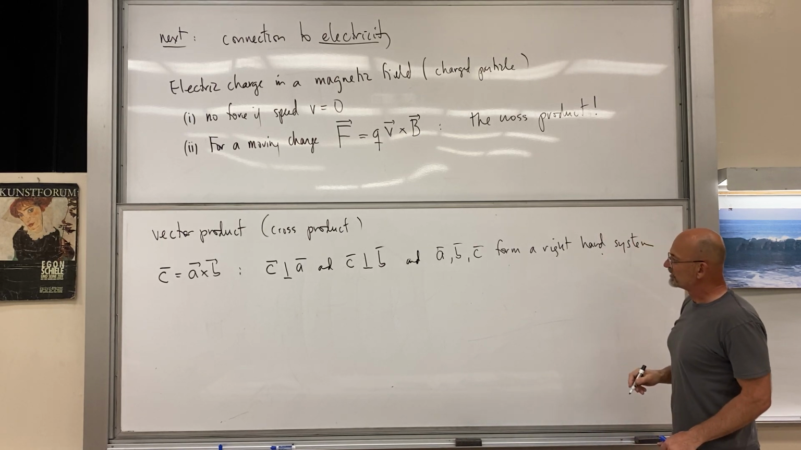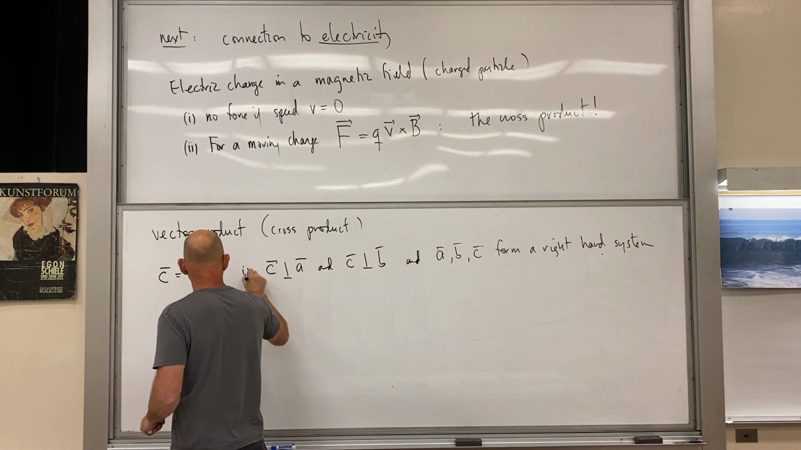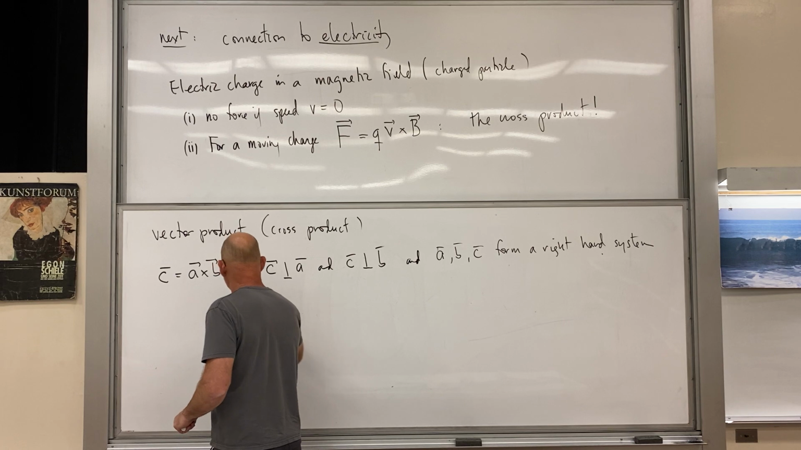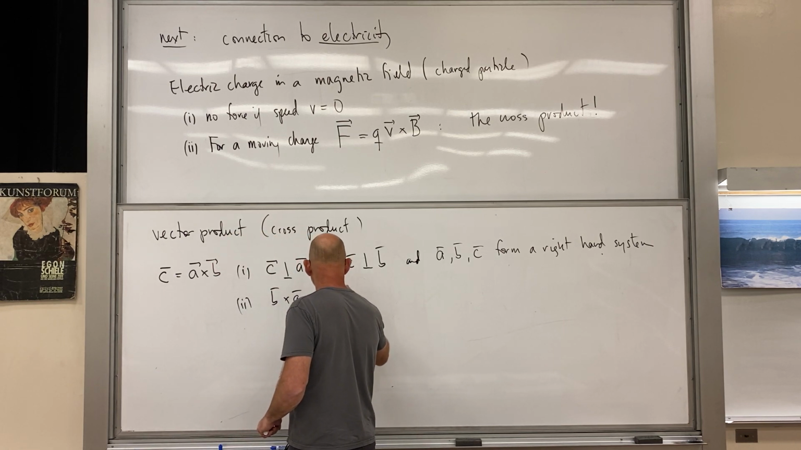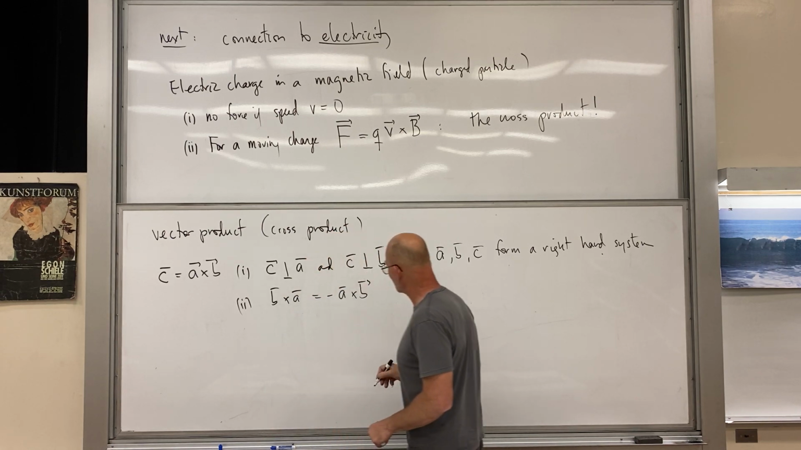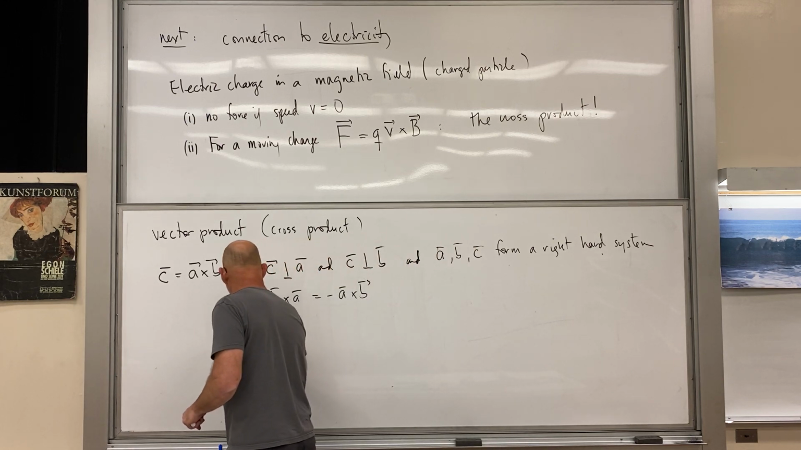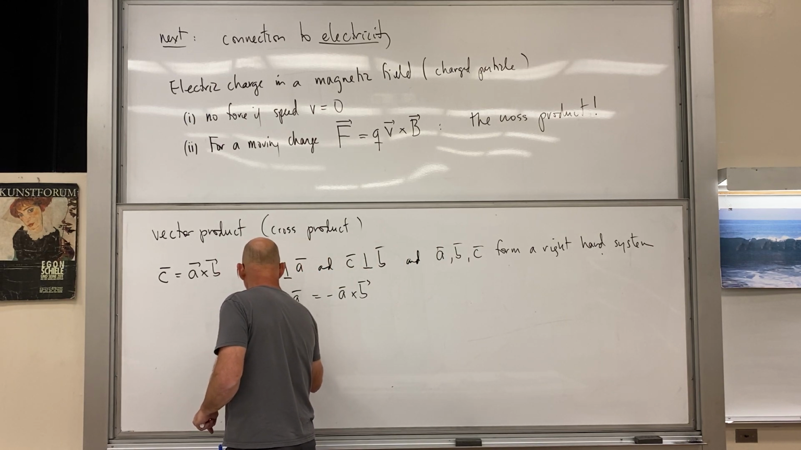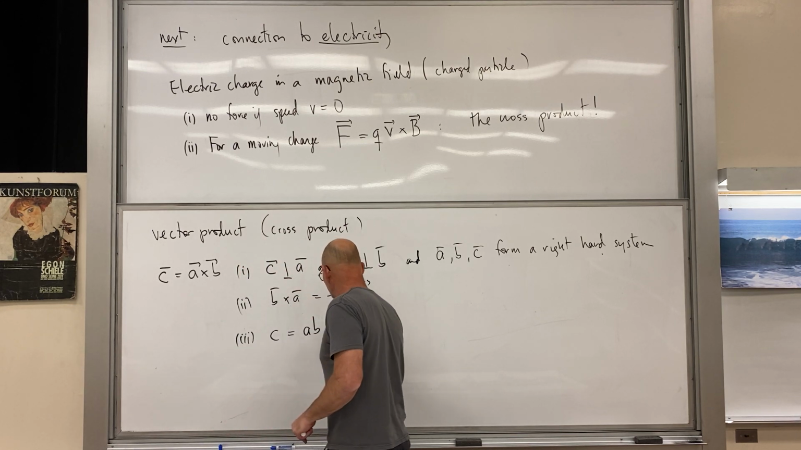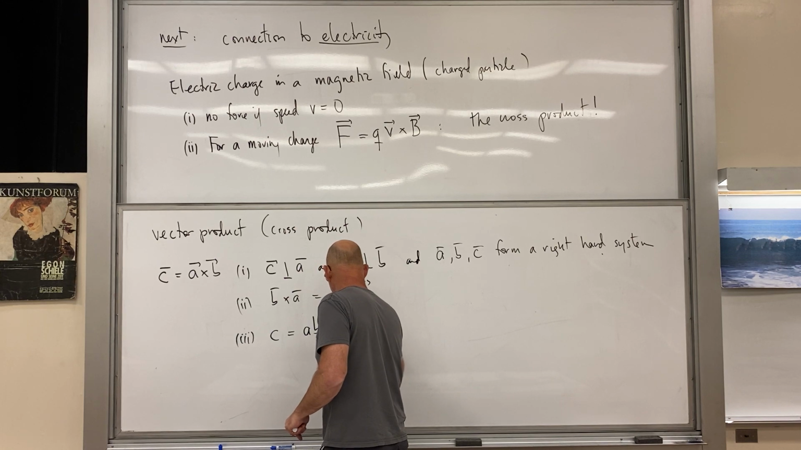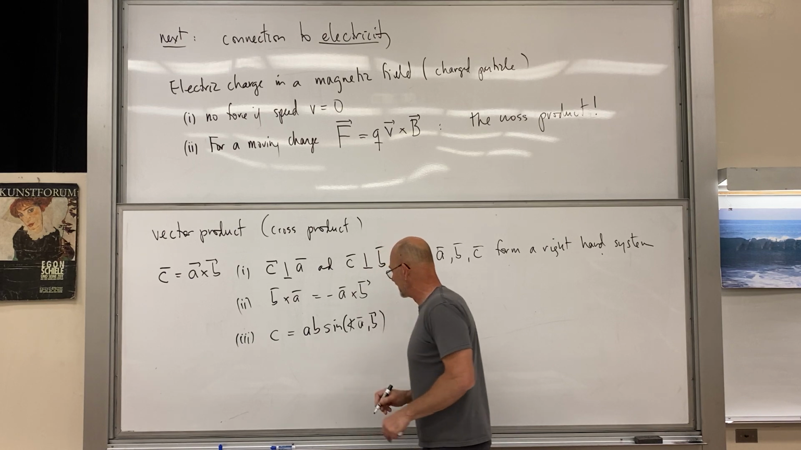So they form a right-hand system. And B cross A is equal to minus A cross B. So if you reverse the order, you get a minus sign there. And the magnitude of C is equal to the product of the magnitudes of A and B times the sine of the angle between A and B.